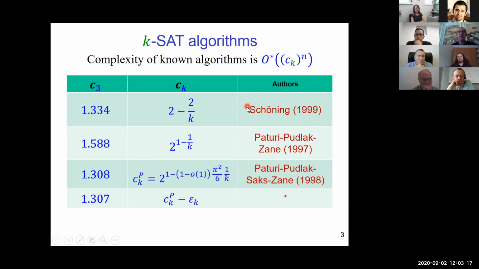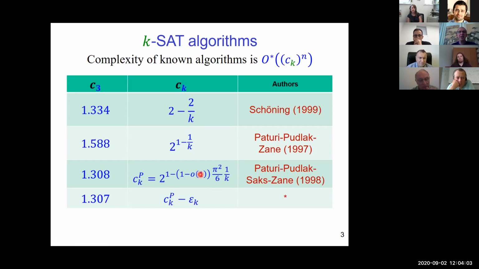Schoening devised a very nice randomized algorithm based on a random walk, which achieved the following results. When k is 3, the base of the exponent is 4/3, about 1.334. And for general k, the base is 2 minus 2 over k. This was improved for sufficiently large values of k by Paturi, Pudlak, and Zane that gave the following results. And soon afterwards, together with Saks, they gave the following bounds for 3-SAT, the base of the exponent was 1.308. And for general k, this is the asymptotics.